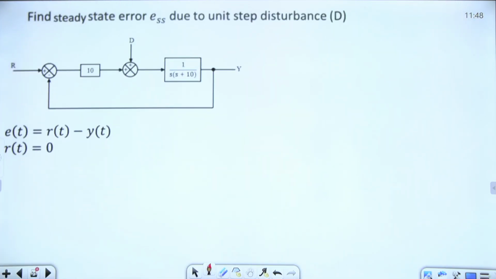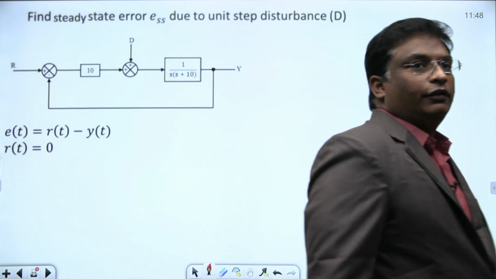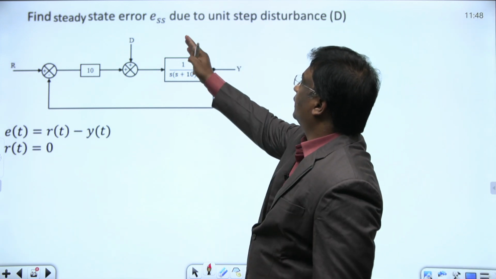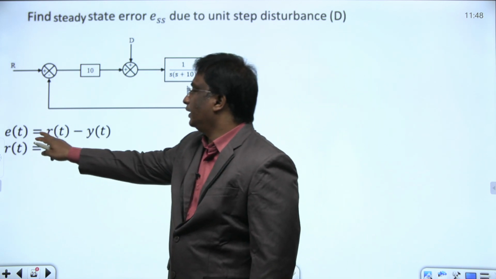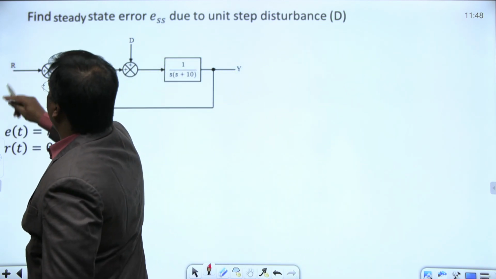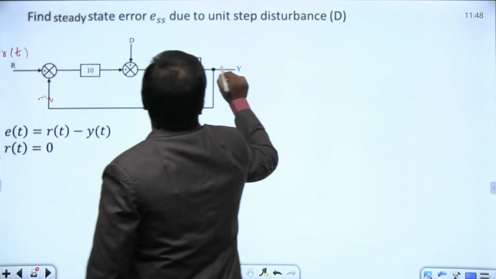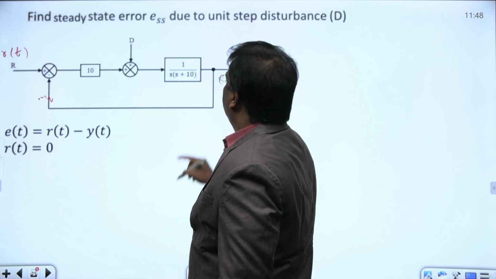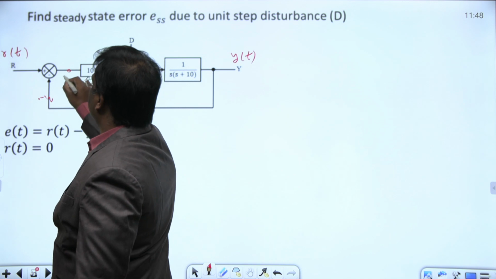Another question, if you move on to the next question, what they are given: find the steady state error ESS due to the unit step disturbance D. Steady state error, how is error defined? This is a reference input here. You are applying a reference input R of t, and you are getting a control output here, Y of t or C of t. And the difference between this output and input is nothing but your error signal E of t.